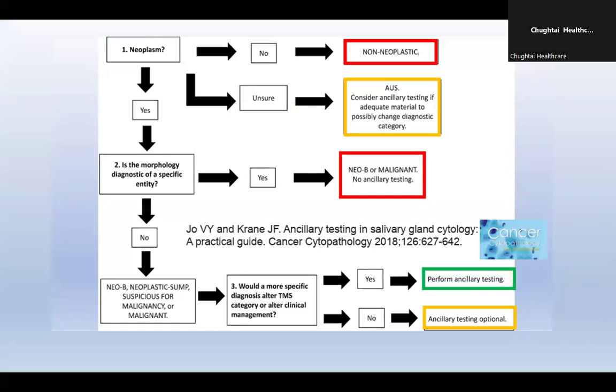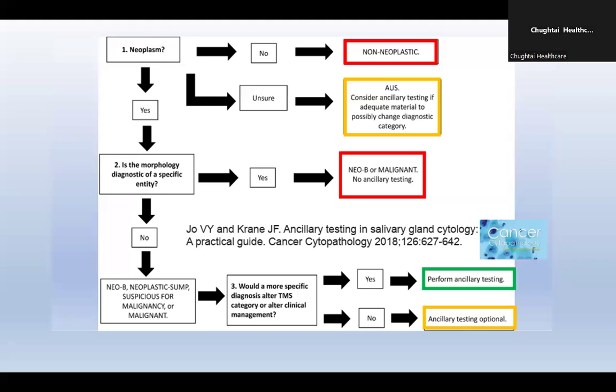So here is an article about an algorithm for when to apply IHC stains for a cytology specimen. The first question you ask yourself is, is it a neoplasm or not? If it's not a neoplasm, then there's no need to apply immunohistochemistry. And if you are unsure, like if it's AUS, then the only reason to apply IHC is if it potentially alters the diagnostic category of the Milan system. And if you're sure that it's a neoplasm, then there are two possibilities: it could be benign or malignant.